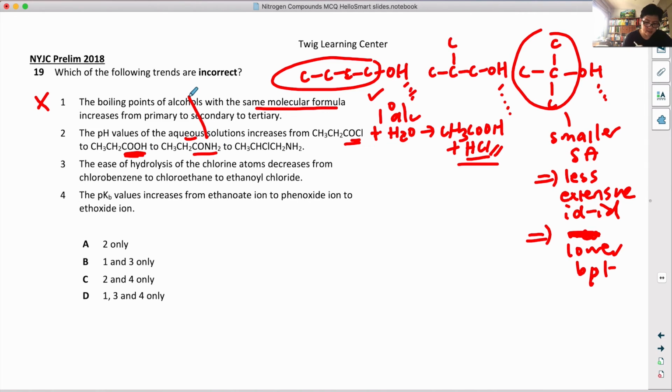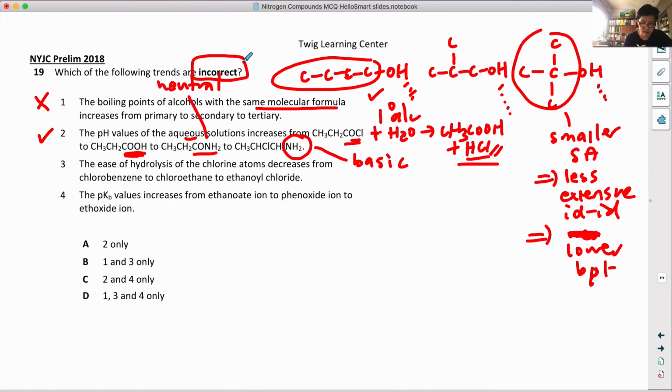In fact, this is actually neutral. Okay, this is neutral, and now there's an amine group, right? So this is actually basic. Which means this statement is definitely correct. Okay, this statement is correct. But they're asking for which one is incorrect. So this is correct, but one is incorrect.